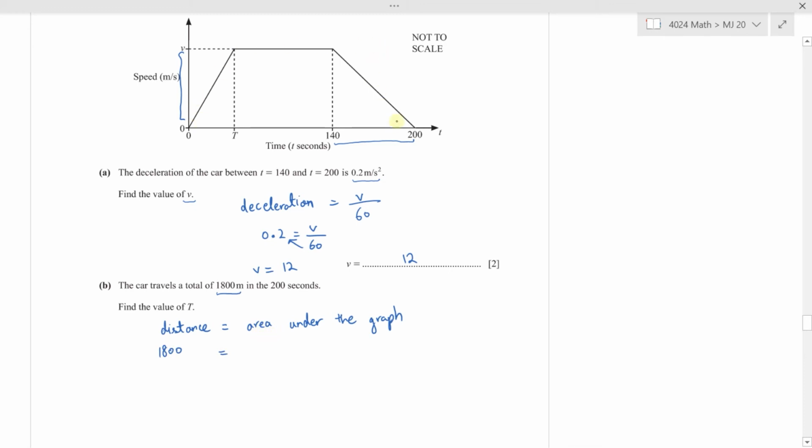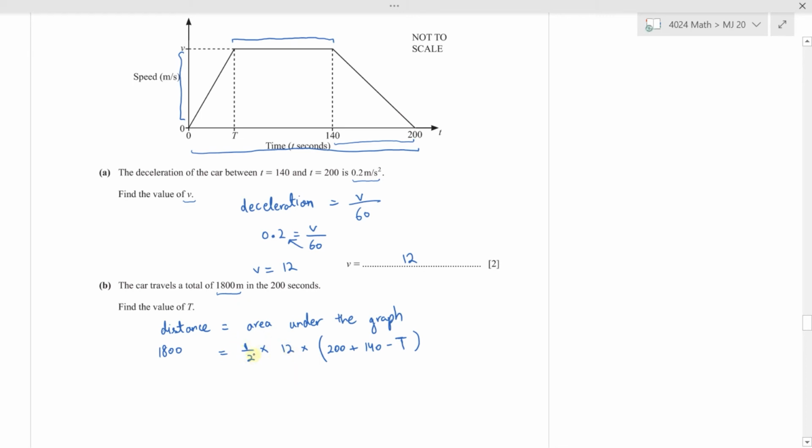So if you look at the shape of the graph, it is a trapezium. So you know the formula for the area of trapezium is 1 by 2 into the height of the trapezium, which is v here, and we found the value of v was 12. So height into sum of parallel sides. So your first side is this, the length is 200, plus the length of the other side, which is 140 minus t. So this is sum of two parallel sides, height, and then you multiply it by 1 by 2 to get the area of a trapezium.